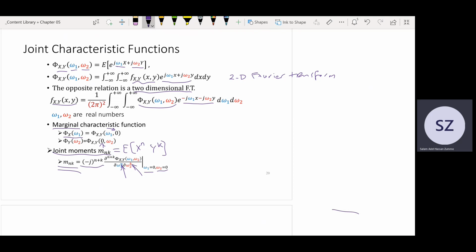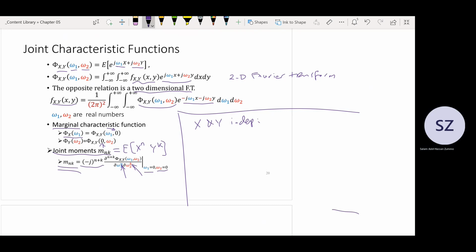Now, if I have two independent random variables, x and y, then what can I say about the joint characteristic function? So phi xy of omega 1, omega 2. What is this?